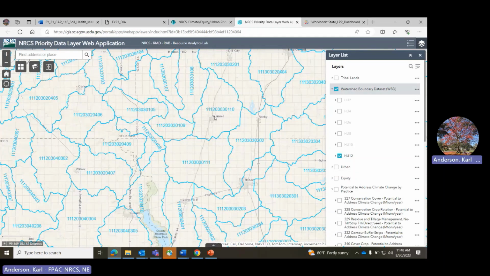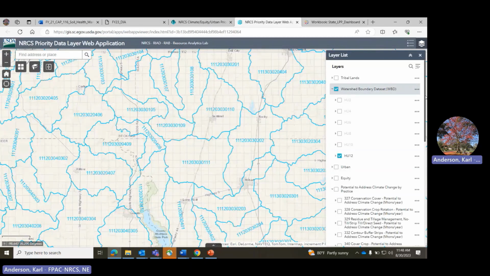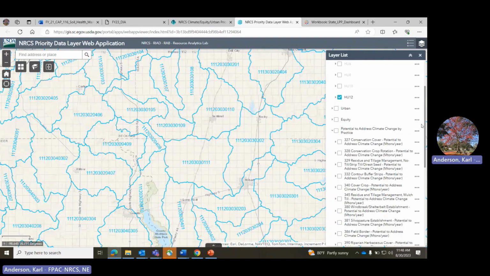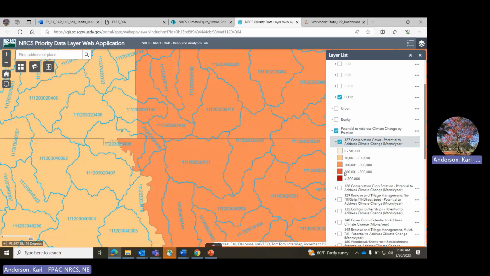Yep, it sure does. So one thing we can do is, this is identified in this tool as being a focus area, not only this watershed, but the surrounding watersheds. Now that we can see this, this is a way of looking at practices that may be a really good fit. And these are all in megatons per year. So if you look in this county, which includes these watersheds, 327 is a practice that could have a large potential.